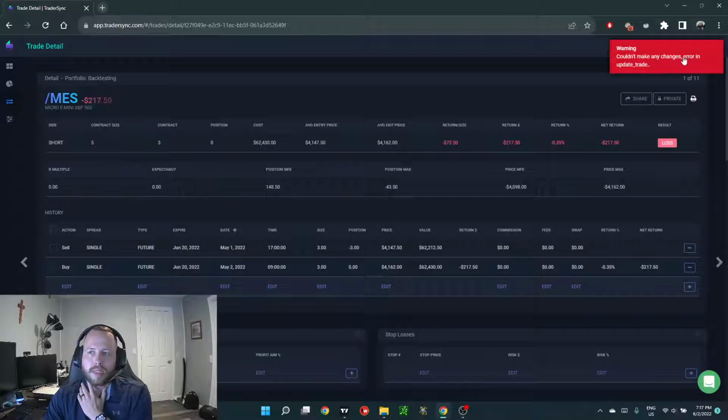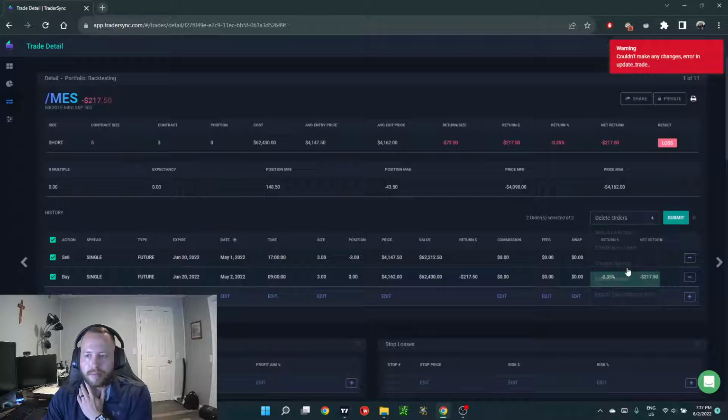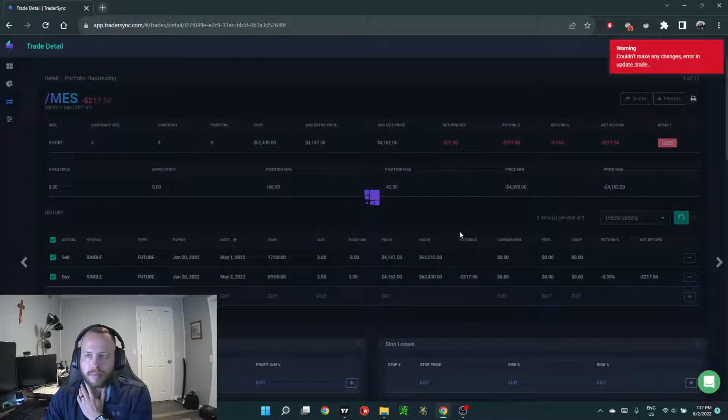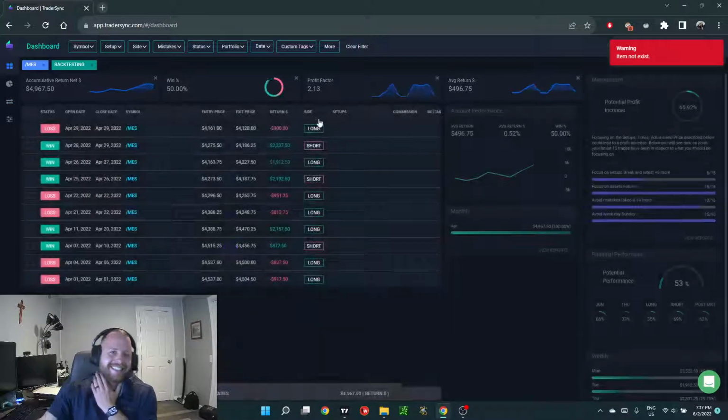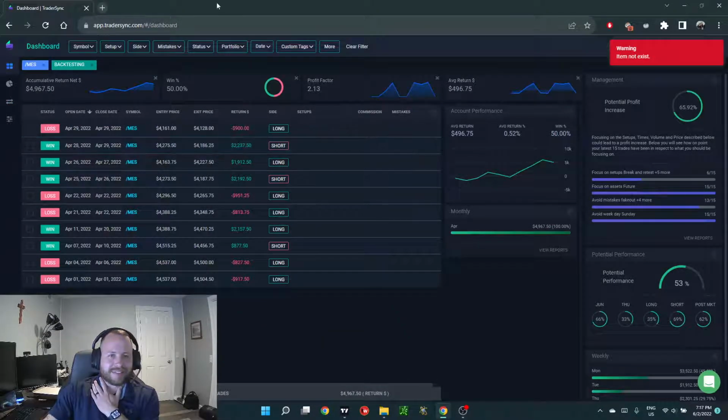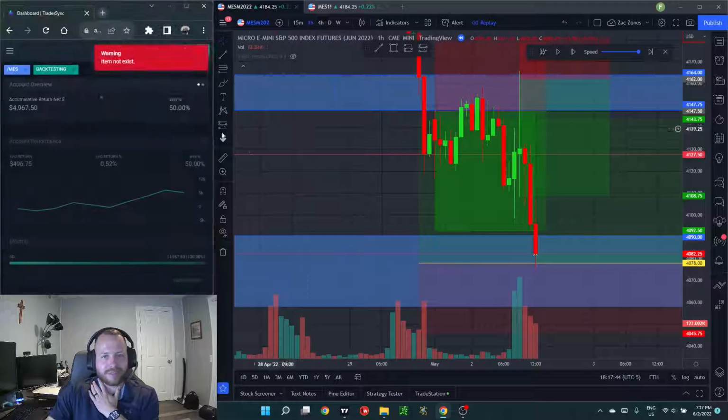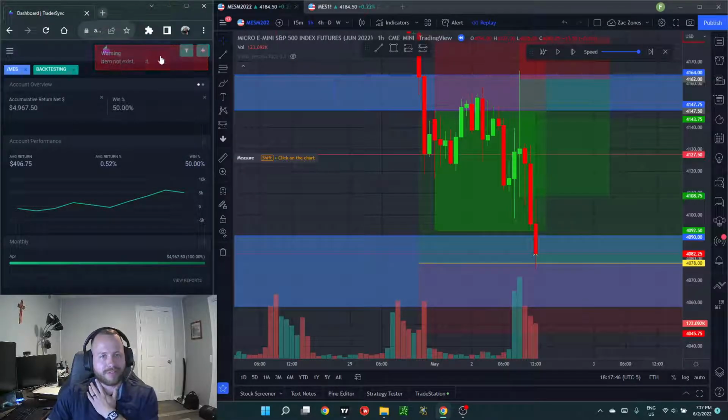Couldn't make any changes, error in updating trade. Item not exist. Whoever designed this, his native language is not English, judging from the tutorial videos. Hence the phrase item not exist.